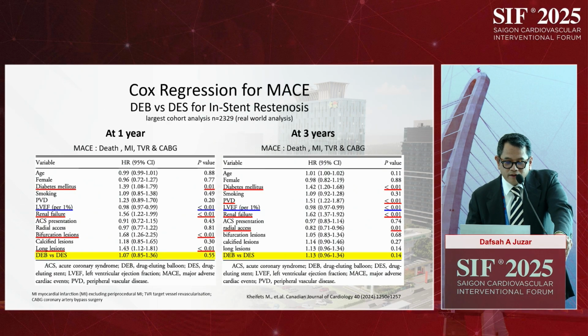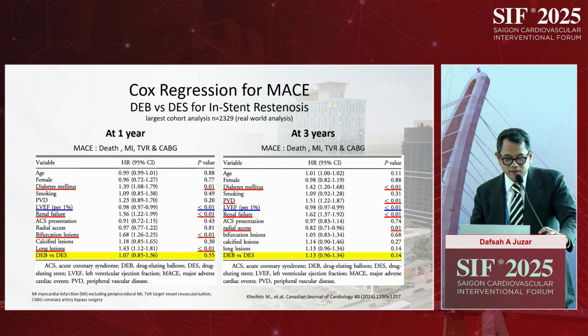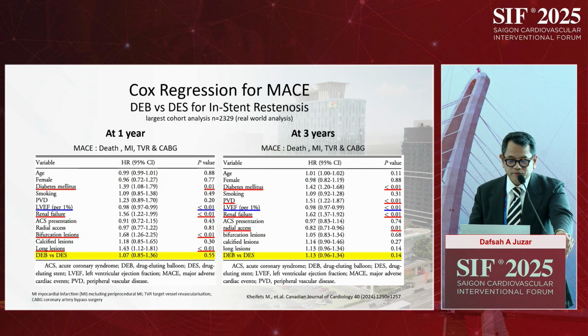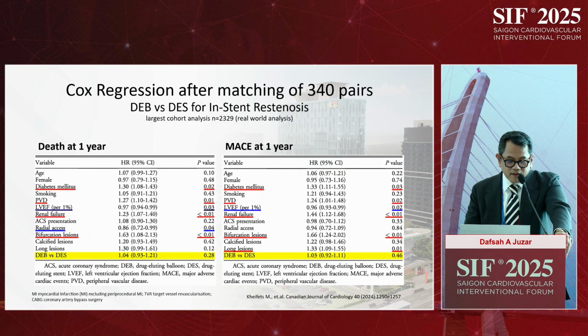But if we do a Cox regression at 1 year and 3 years between DCB and DES, there's actually no difference. The ones that show differences are diabetes, comorbidity such as renal failure, and performing it in the bifurcation lesion. And if you match it, there's still no difference between DCB and DES, but in the bifurcation lesion, the restenosis is much higher.